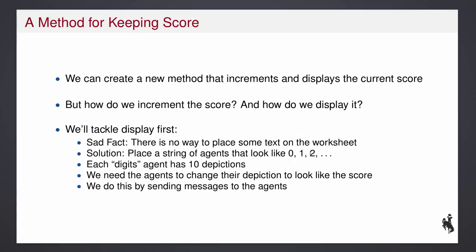And I like to think of this agent as being called digits, okay? And he has 10 depictions. One that looks like a 0, one that looks like a 1, one that looks like a 2, and so on. So when he starts out, the agent has a 0 depiction. When we tell it to increment, then it changes his depiction to 1. When we tell it to increment again, it changes his depiction to 2, and so on. And that way we're counting.